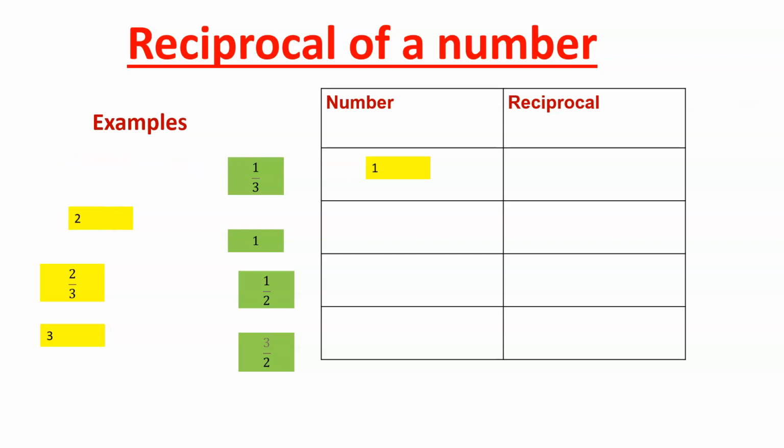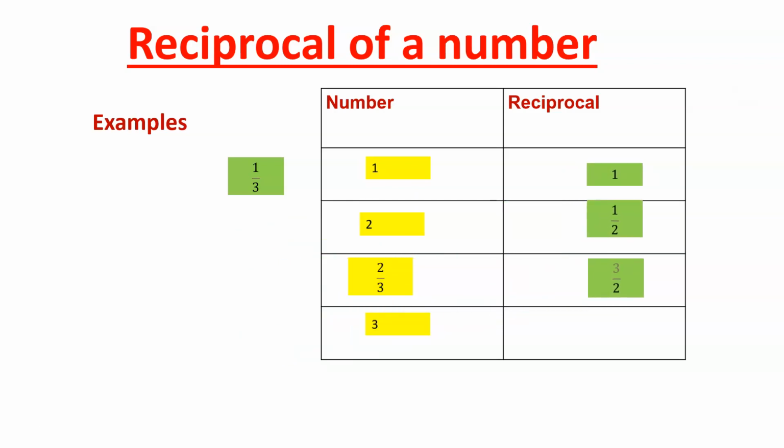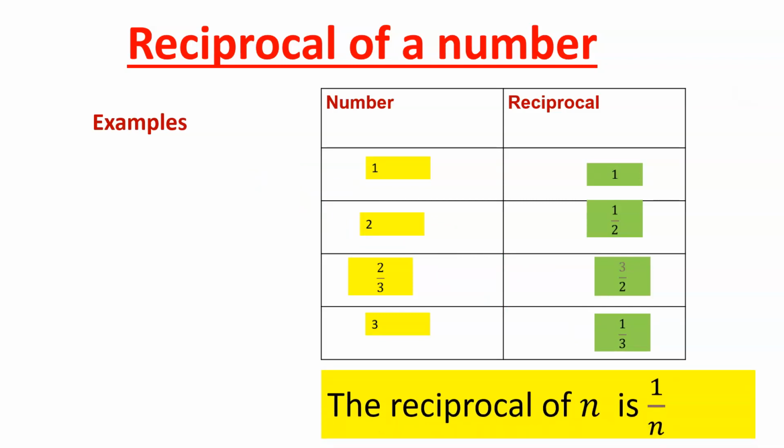Okay, I think you have done, so let's do it together. Those are 4 numbers. The reciprocal of 1 is 1. The reciprocal of 2 is 1 over 2. The reciprocal of 2 over 3, we flip the fraction, is 3 over 2. And the reciprocal of 3 is 1 divided by 3. So, what's the reciprocal? The reciprocal of a number n is 1 over n. If I ask you the reciprocal of 7, you write down 1 over 7. And the reciprocal of 9 is 1 over 9. That's the concept of reciprocal.